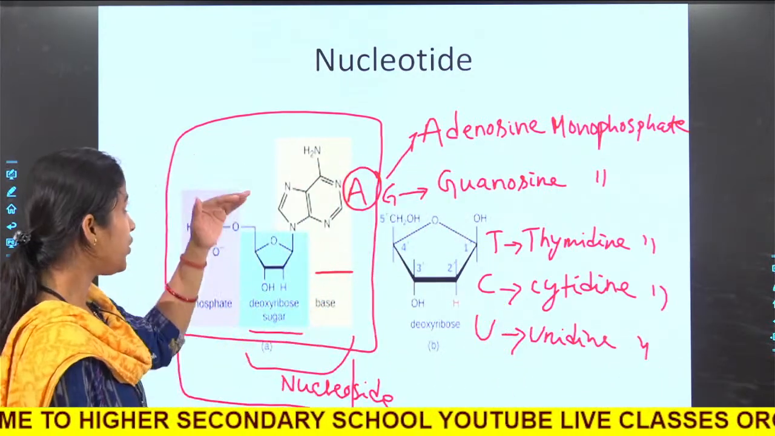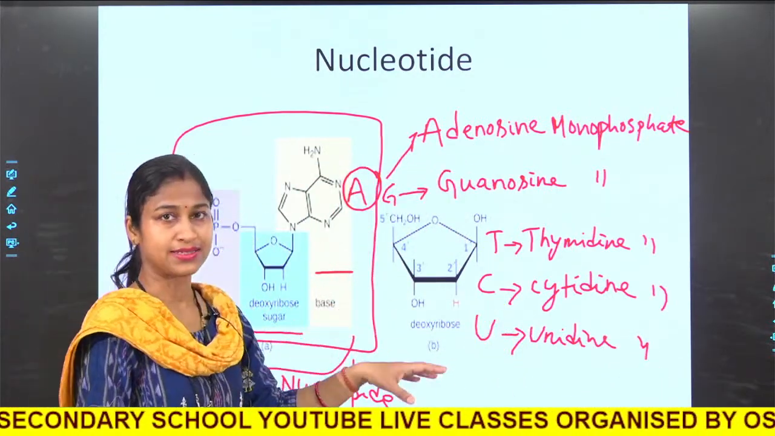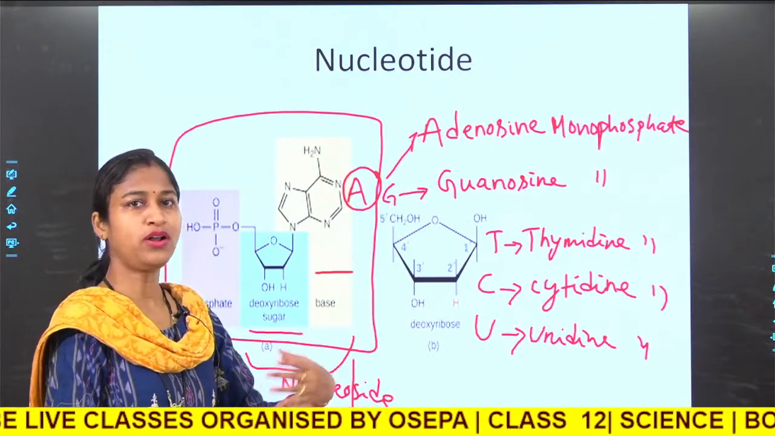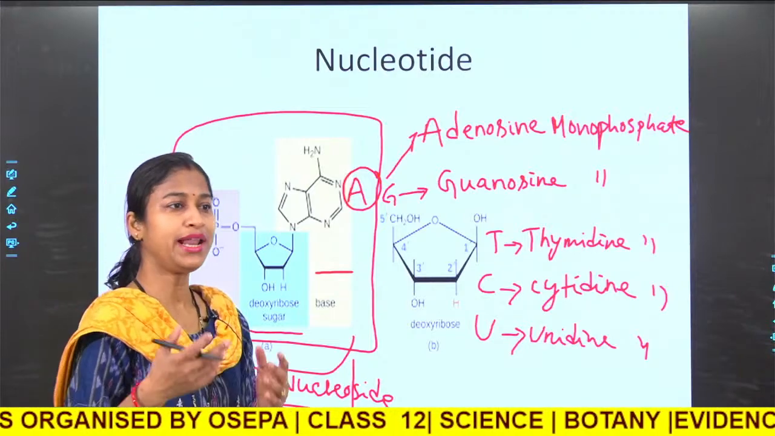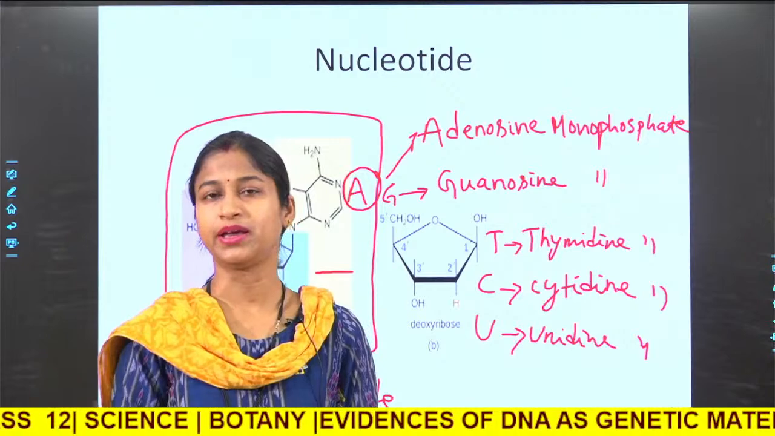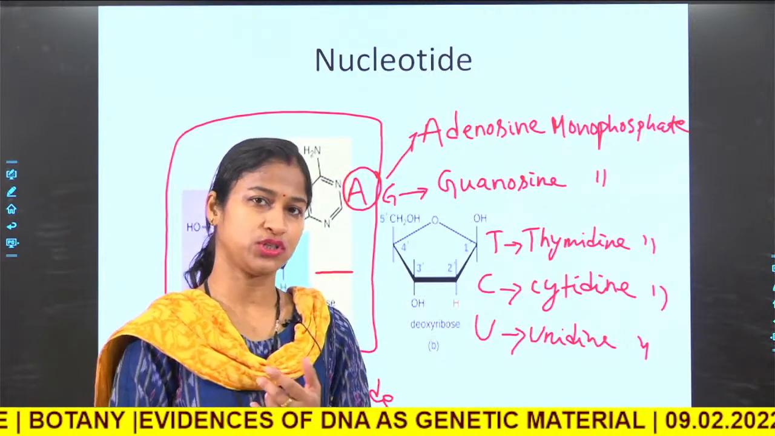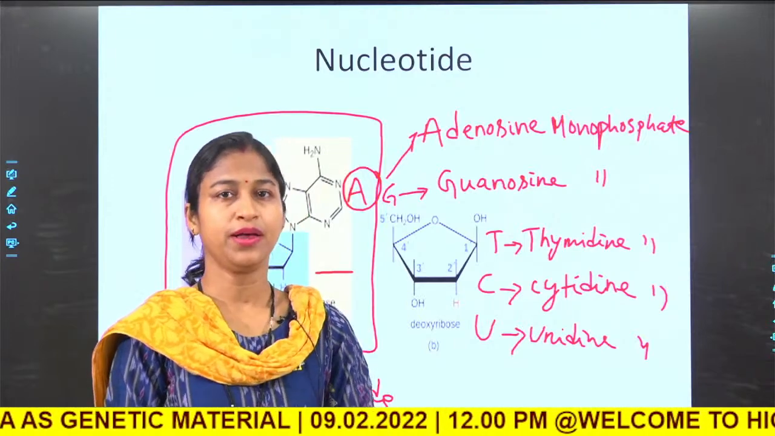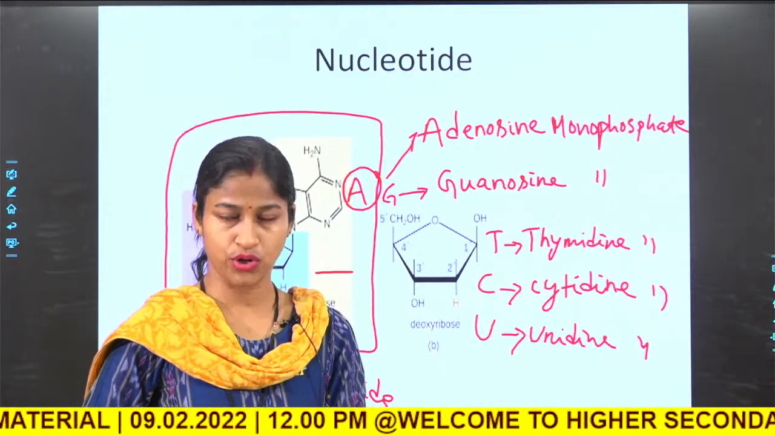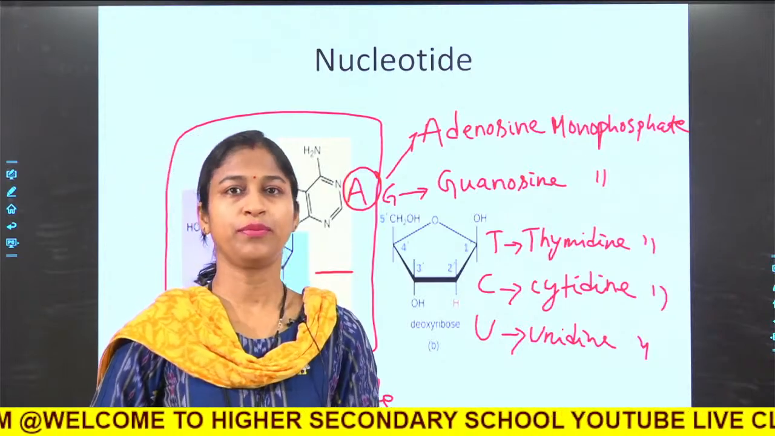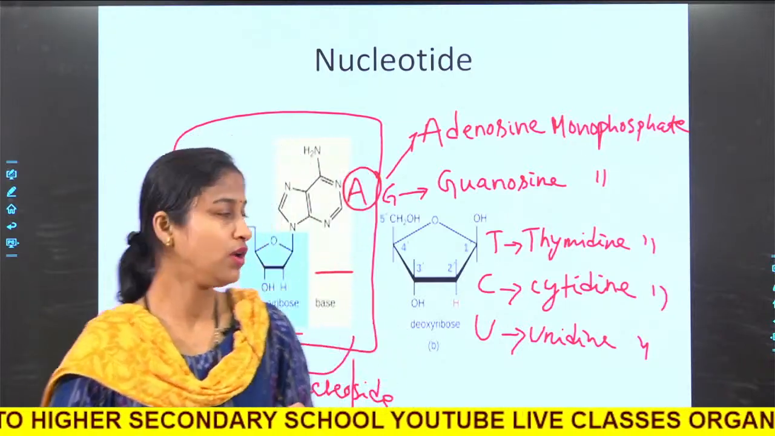So, the nucleotides are named as nucleoside monophosphate or diphosphate or triphosphate. For example, the ATP molecule is a nucleotide. What is the full form of ATP? This is adenosine triphosphate. Adenosine triphosphate is a nucleotide because adenosine is the nucleoside which is combined with three phosphate groups forming a nucleotide.